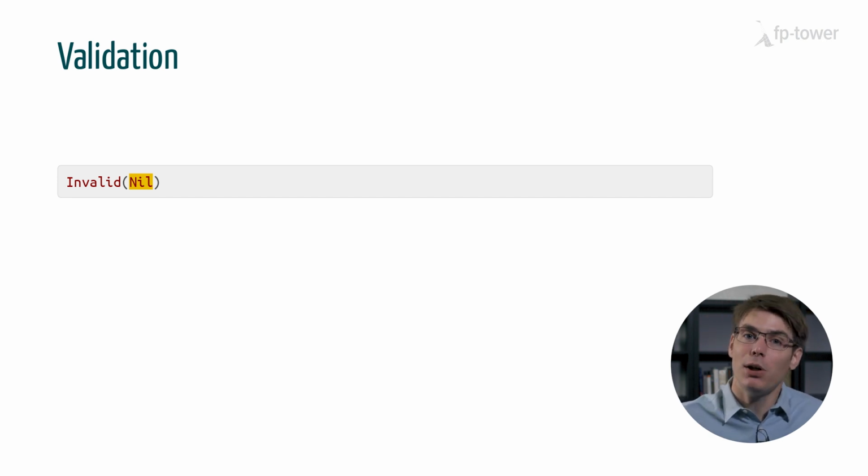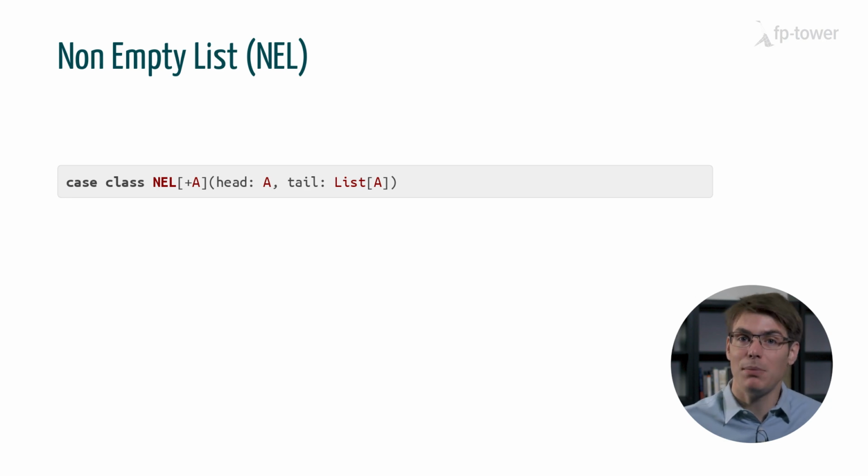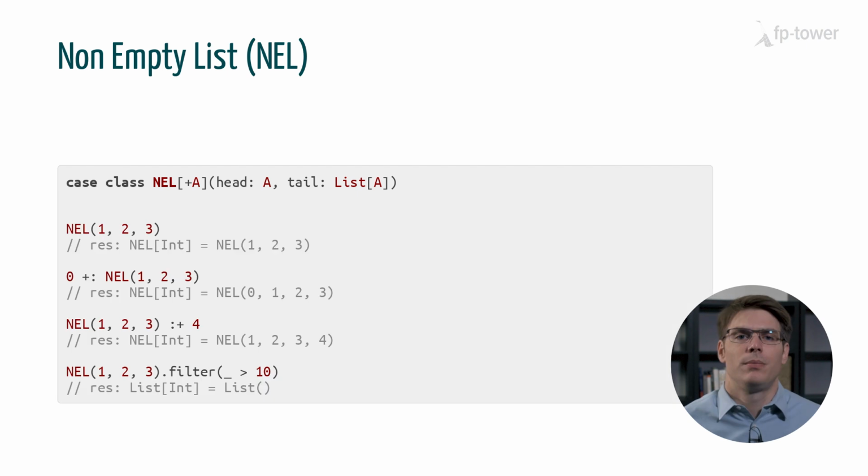But many third-party libraries have one. It is often called NonEmptyList, or NEL for short. A NonEmptyList is simply a case class containing one element and a list of additional elements. So we have the guarantee that there is at least one item in this data structure.